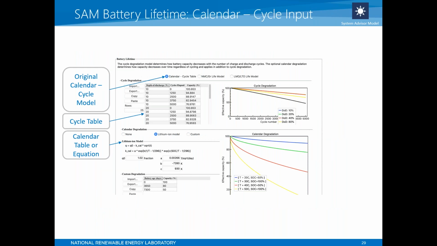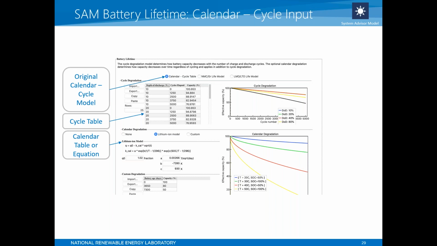As a backup, the original SAM battery lifetime model involves this calendar cycle input. When this option is selected in the GUI, the model is broken up into 2 complementary pieces, the cycle degradation and the calendar degradation. And then the minimum degradation from each is the overall degradation applied to the battery. The cycle degradation is input as a table in which the depth of discharge and the cycles elapsed give you a capacity percent.